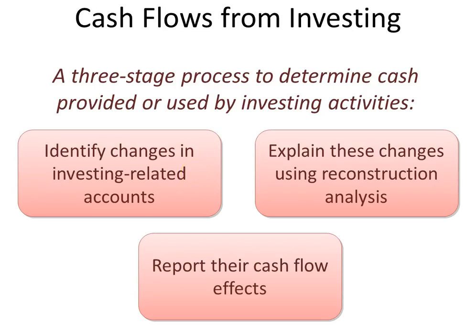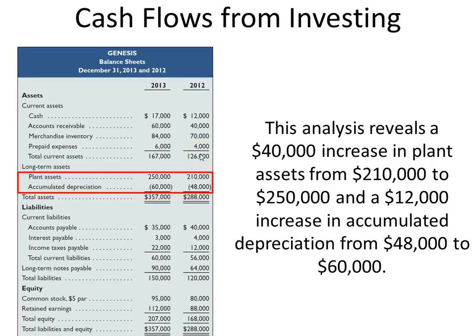Again, it takes a little bit of time, and just look and understand that indirect versus direct method here. Okay, cash flows from investing. Again, identify changes in investing related accounts, explain these, and then report their cash flow. So you're doing the same thing like you did in the operation now. You're just taking it down to the investing section of the cash flow statement.